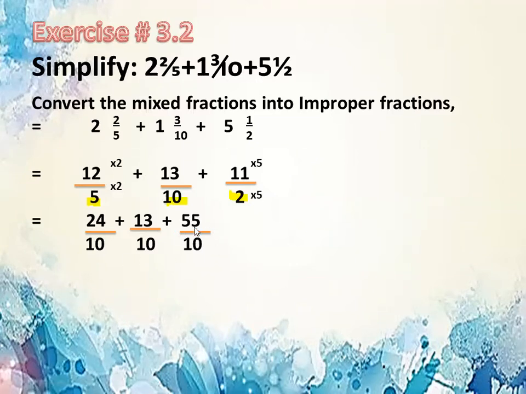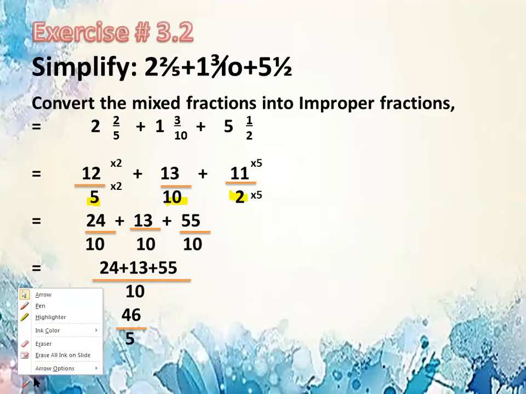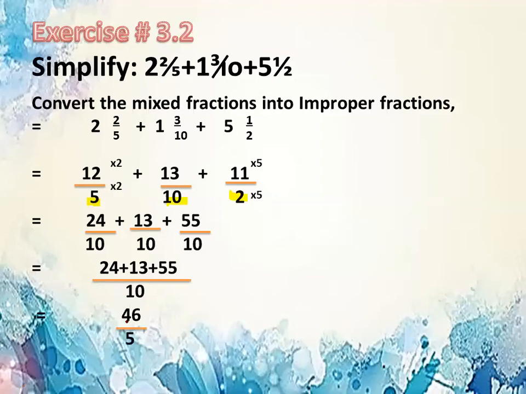When you get your denominators the same, it is very easy for you. You will just add your numerators in this way, and after adding you will get 46 upon 5. If you look very carefully, 46 upon 5 is an improper fraction.